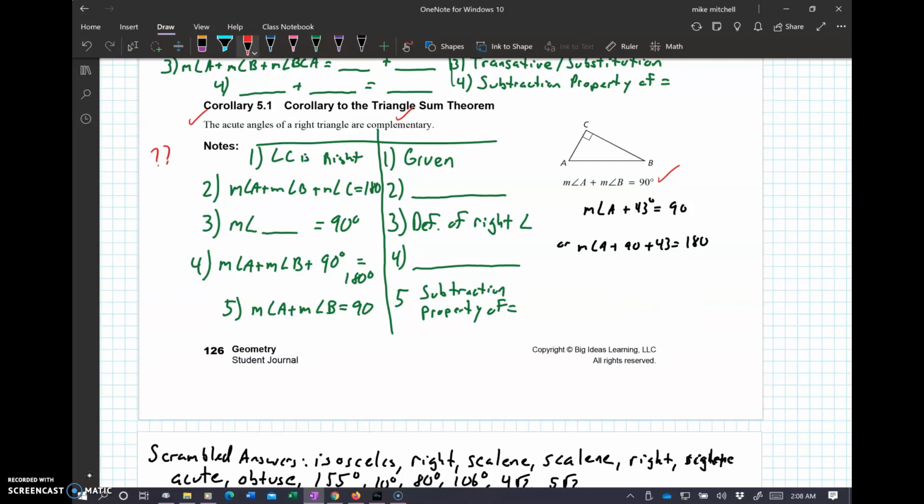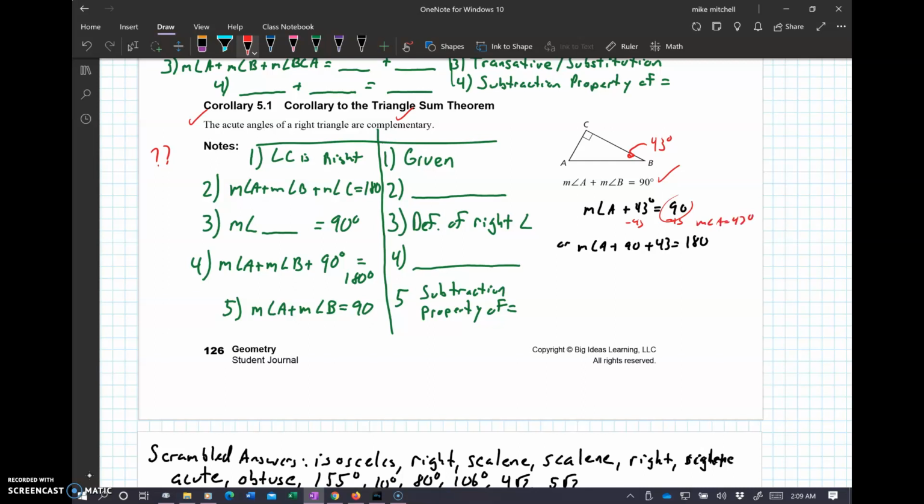So, you know, A and B add up to 90. If I know the measure of angle B, let's say this is 43 degrees, I know angle A and angle B have to add up to 90. I can just subtract 43, and I get measure of angle A equals 47 degrees.